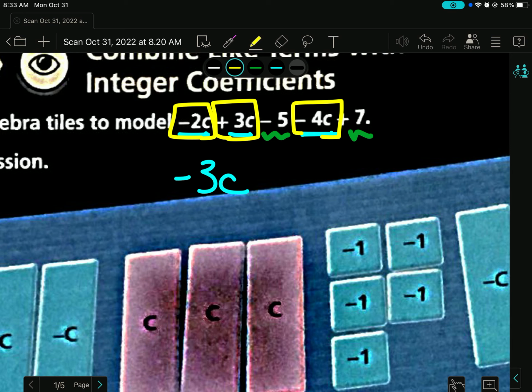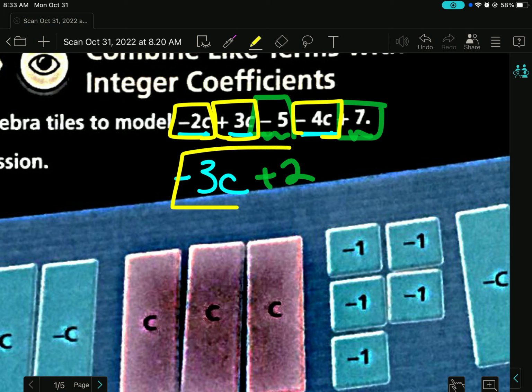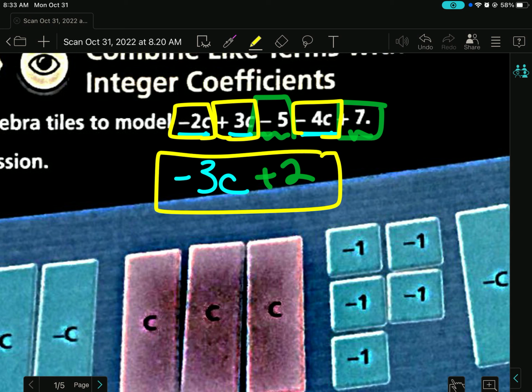And then if we combine negative 5, because again I have to take the sign in front of it, and a positive 7, that's a plus 2. Okay, so this is the simplified expression. This is as far down as I can make it, because the c's cannot be combined with a constant. And remember, the negative 3 is what we call a coefficient, the c is a variable, and 2 is a constant. We should be able to name all three of those things.